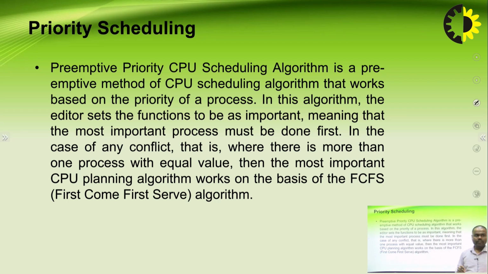Priority scheduling is a preemptive method of CPU scheduling that works based on the priority of the process. In this algorithm, the most important process must be done first. The highest priority is performed first, and the lowest priority would be last. If there is more than one process with equal priority, then we use the FCFS algorithm for that.